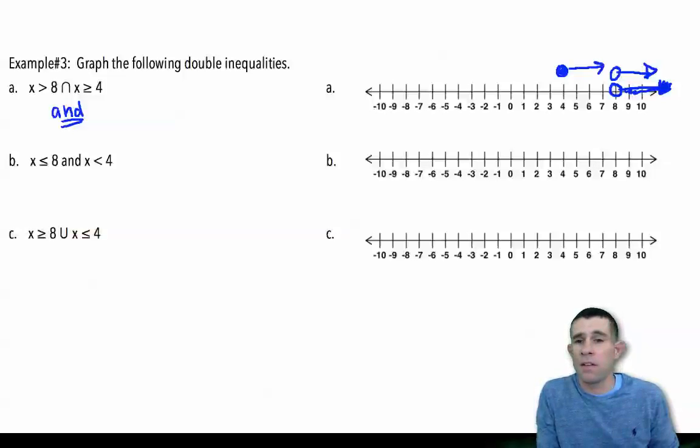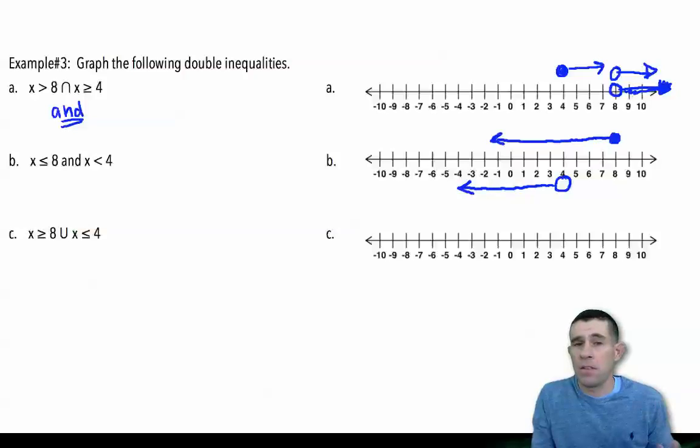We want all x's that are less than or equal to 8. So I'll put a closed circle here at 8 and extending to the left. And everything that is less than 4. So I'm going to put an open circle here at 4, extending everything here to the left as well. Now the intersection of these two sets here is where it's open at 4 and going to the left of 4. So my solution here is the one on the number line, open circle at 4, extending to the left.